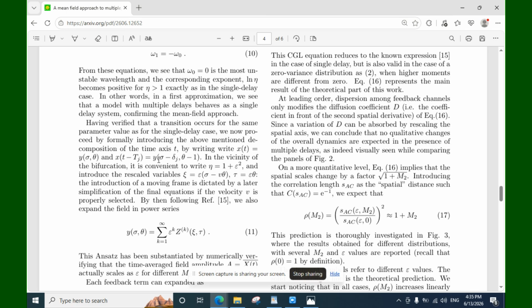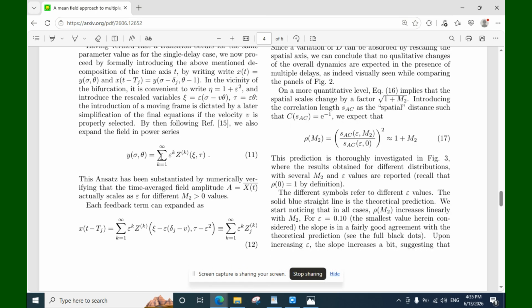By then following reference 15, we also expand the field in a power series, y(sigma, theta) equal to the sum from k equal to 1 to infinity of epsilon to the power of k, z k, zeta, tau. This ansatz has been substantiated by numerically verifying that the time average field amplitude R of x(t) actually scales as epsilon for different m2 greater than 0 values.